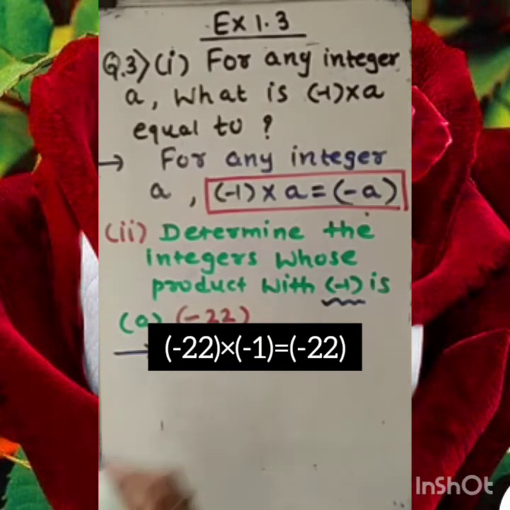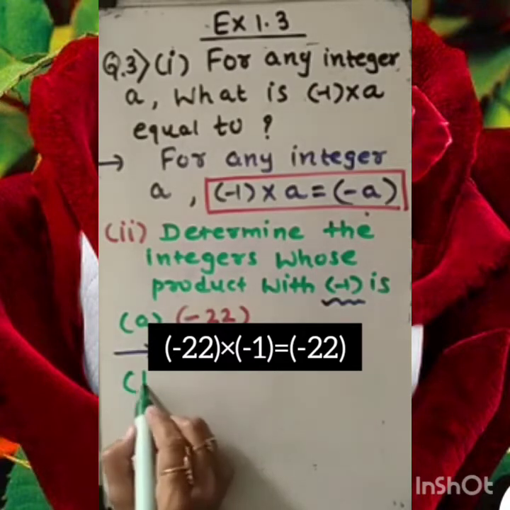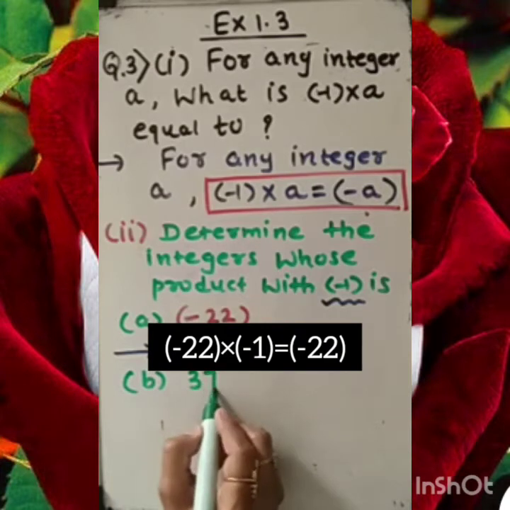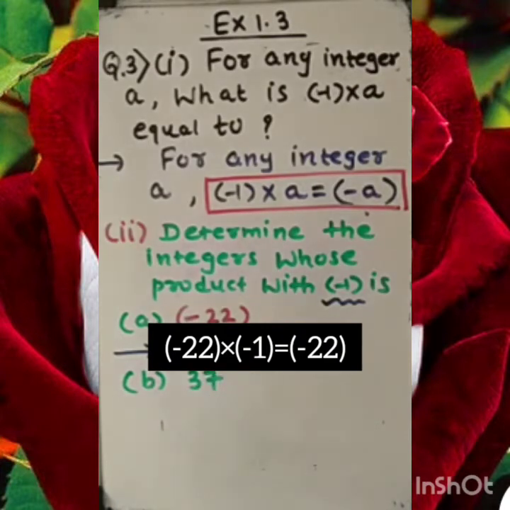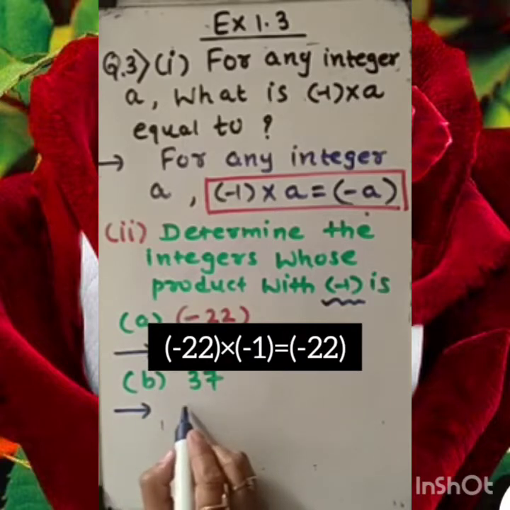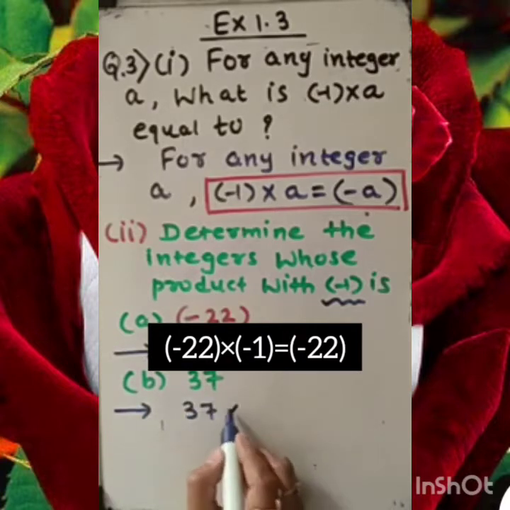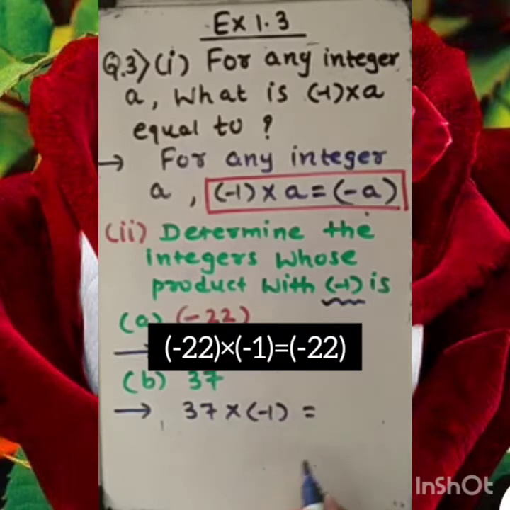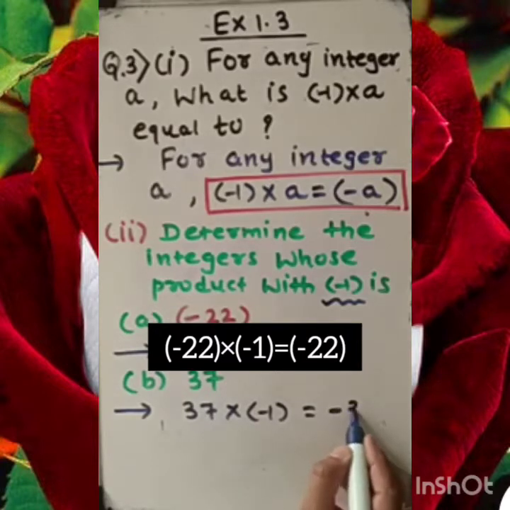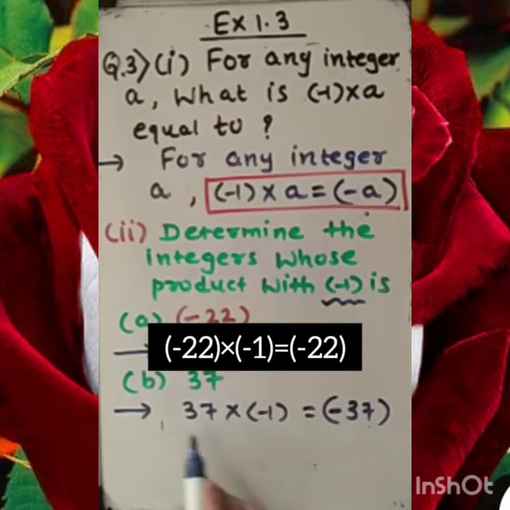Same thing here for the B portion. In the B part, we are given the number 37. What to do with this 37? Very simple, very easy. 37 into minus 1. When we multiply 37 with a negative integer, then the answer will be negative. So the answer will be minus 37, as here 37 is already positive.